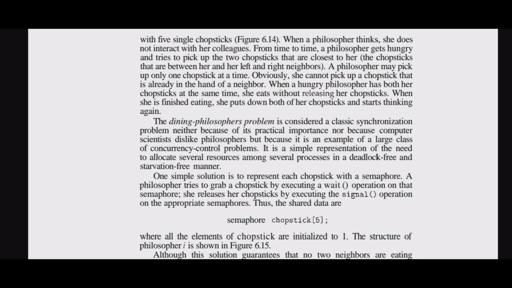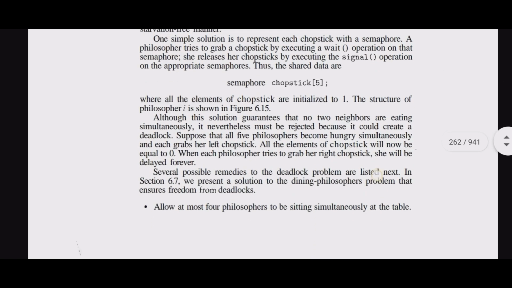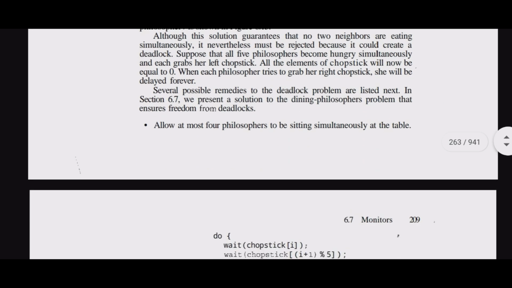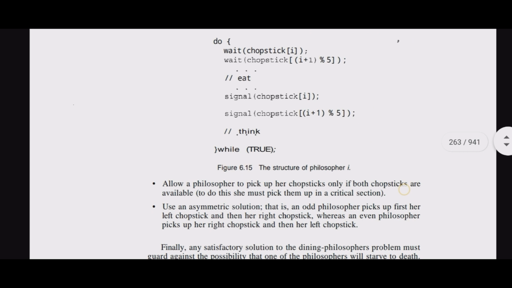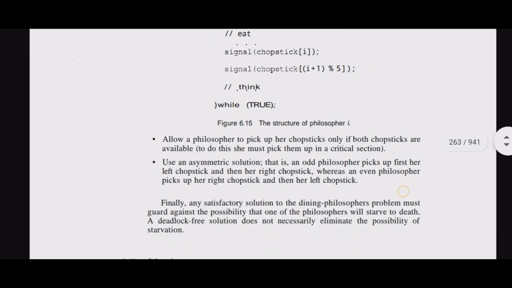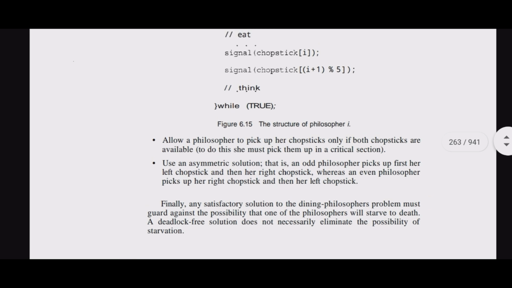To solve the dining philosophers problem, various synchronization techniques can be used, such as semaphores, mutexes, or monitors. One common solution is to use a semaphore representing the number of available chopsticks. Philosophers can pick up chopsticks only if both their left and right chopsticks are available; otherwise, they must wait until the necessary chopsticks are available.